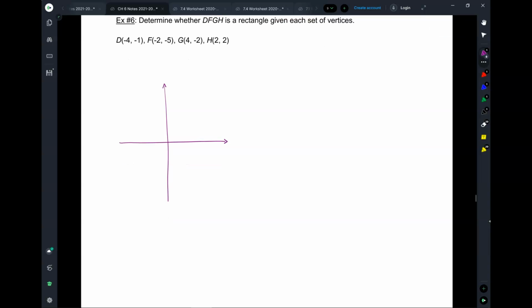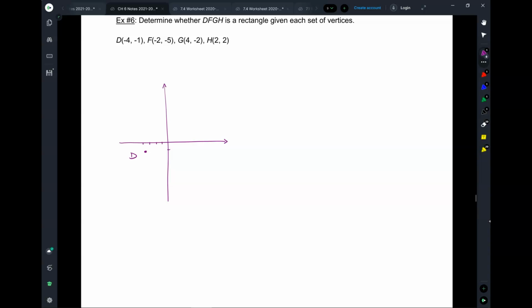So we have D is -4, comma -1. I have the post-it notes I can use. So it doesn't have to be super exact, but I like to do it because you want to see the orientation, okay?